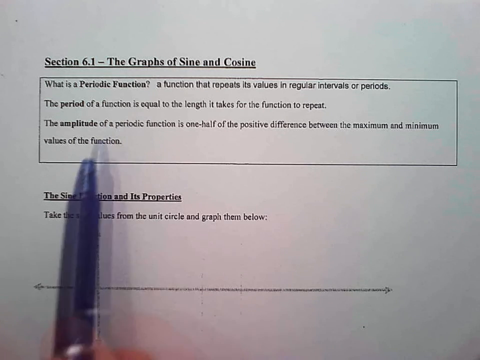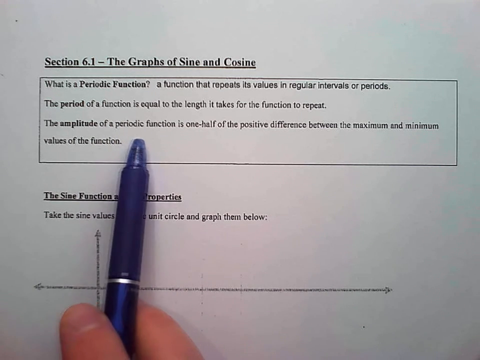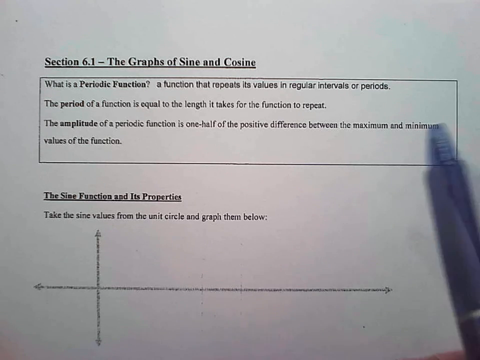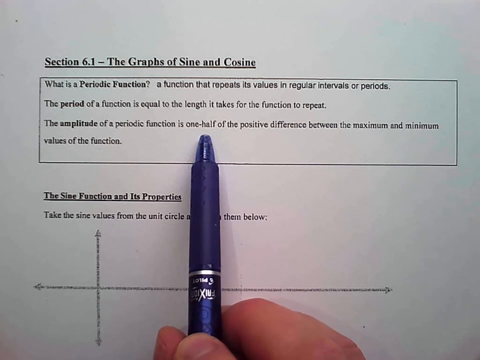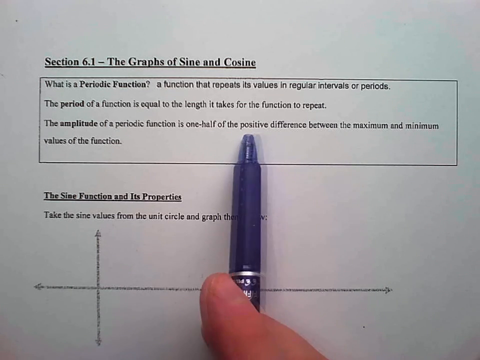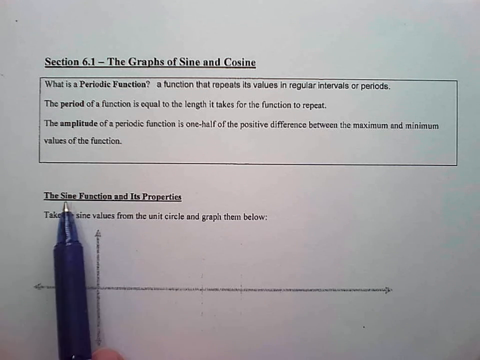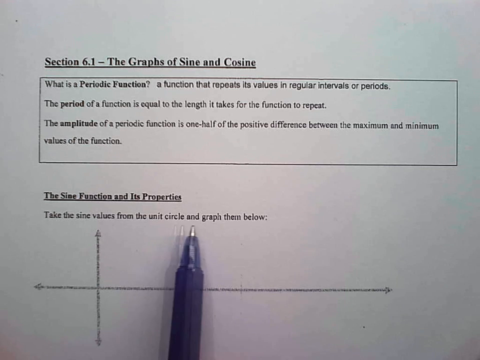The period of a function is equal to the length it takes for the function to repeat, and the amplitude of a periodic function is 1/2 of the positive difference between the maximum and the minimum values of that function. So from the maximum value to the minimum value, if you take 1/2 of that, that is going to be your amplitude. But we want to make sure that we're always looking at a positive value when it comes to amplitude.